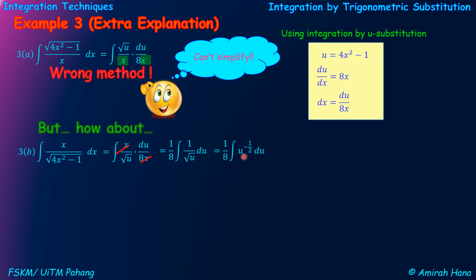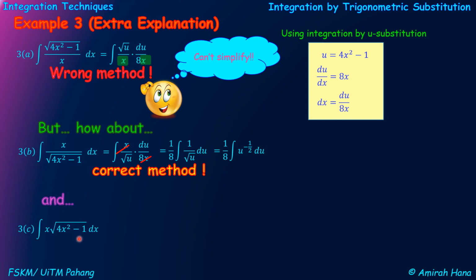Alright, so from here, this is the correct method because we can simplify variable x and we successfully write everything in terms of u and du, with no more variable x. So this is the correct method, right? The difference between 3a and 3b is we just exchange numerator and denominator. And how about if we have 3c?